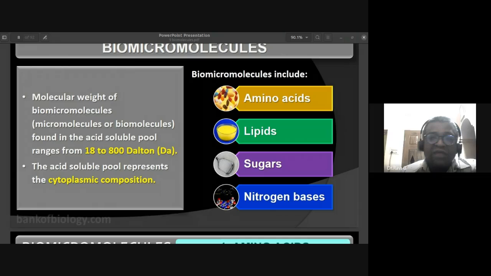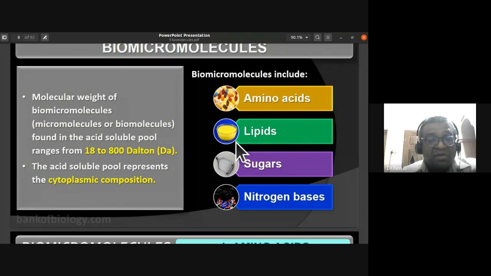The molecular weight of biomicromolecules, or micromolecules, or biomolecules found in the acid soluble pool, that is the filtrate, ranges from 18 to 800 Daltons. The acid soluble pool represents the cytoplasmic composition. So that is one part that you have to remember.